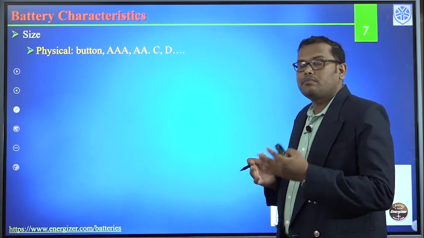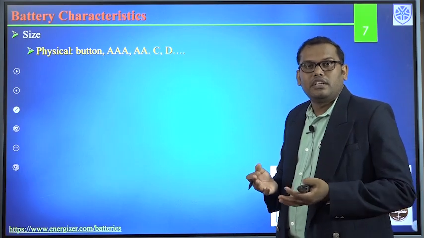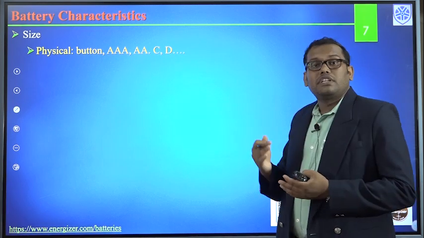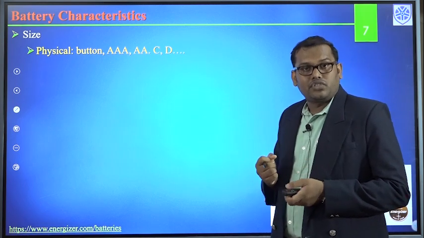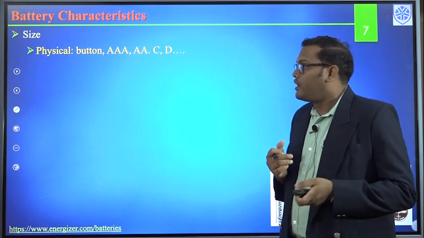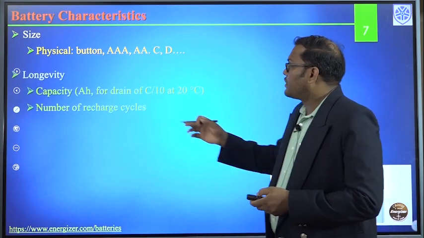You can see that the AAA battery we use in a TV remote and in small watches and all, but the AA battery we use in several other applications where you need more energy. Then you have C, D and all, where we can gain more capacity, right. So, next is the longevity.